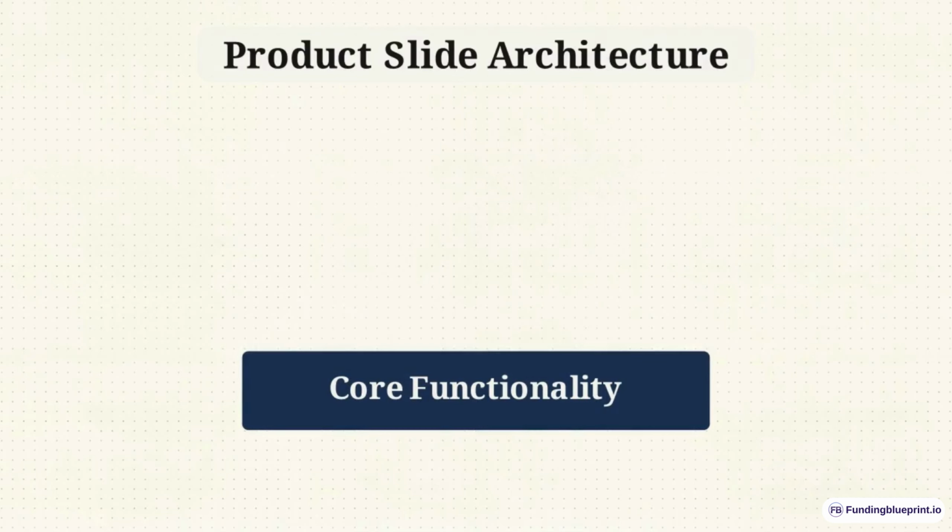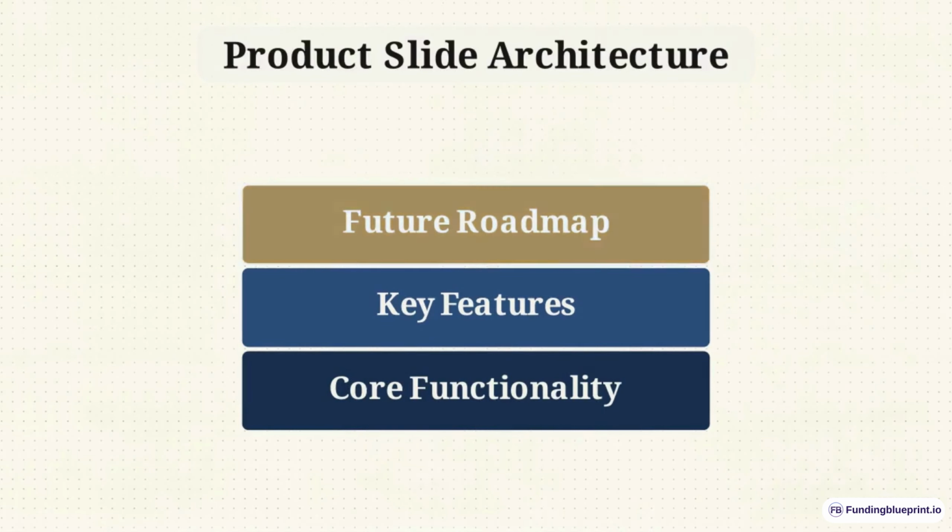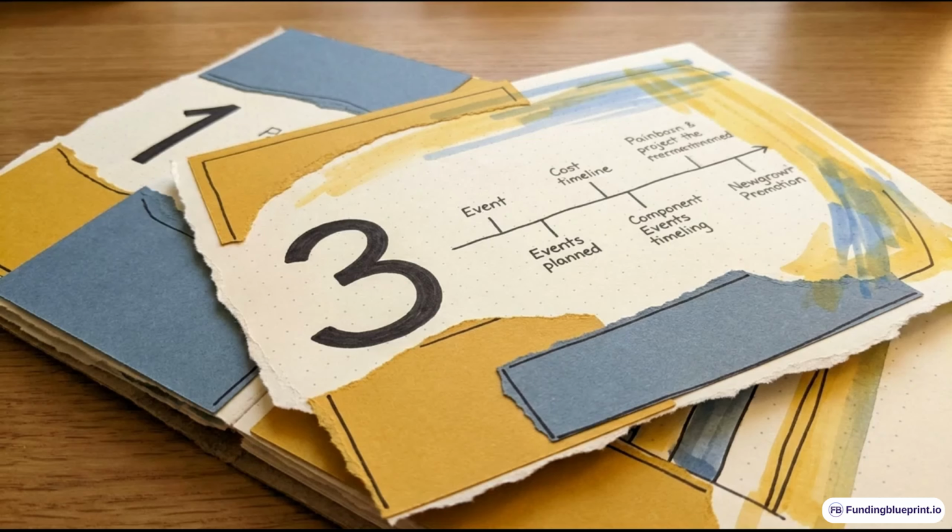A high-performing product slide removes hesitation by answering key questions. Third, what is the future roadmap? Fourth, what UX makes people love it? The most common unforced error is answering the third question before you answer the first one.